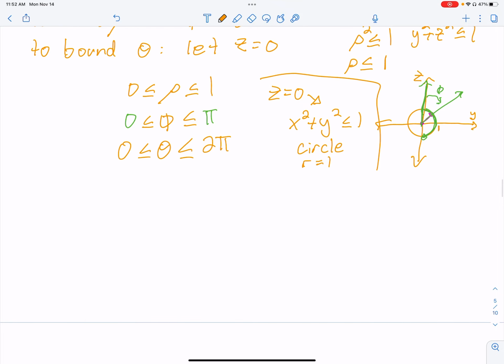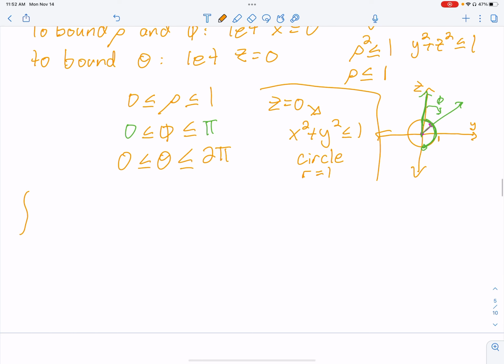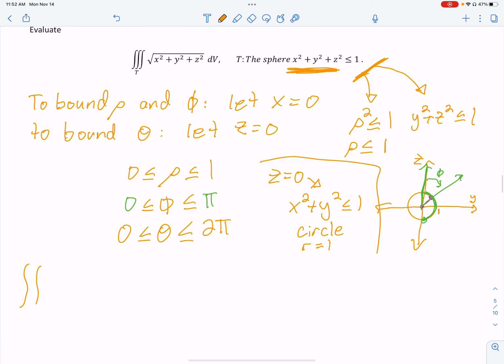All right, so our setup here, this is going to be the only one we work out. The rest of them will be setups. So, we've got the triple integral. From theta, phi, let me write this a little bigger. Spread them out: theta is 0 to 2 pi, phi is 0 to pi, and then rho is 0 to 1.